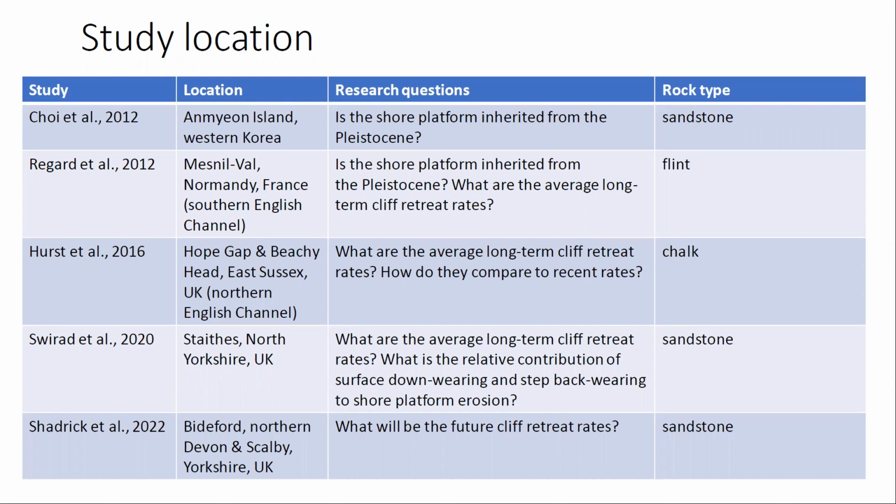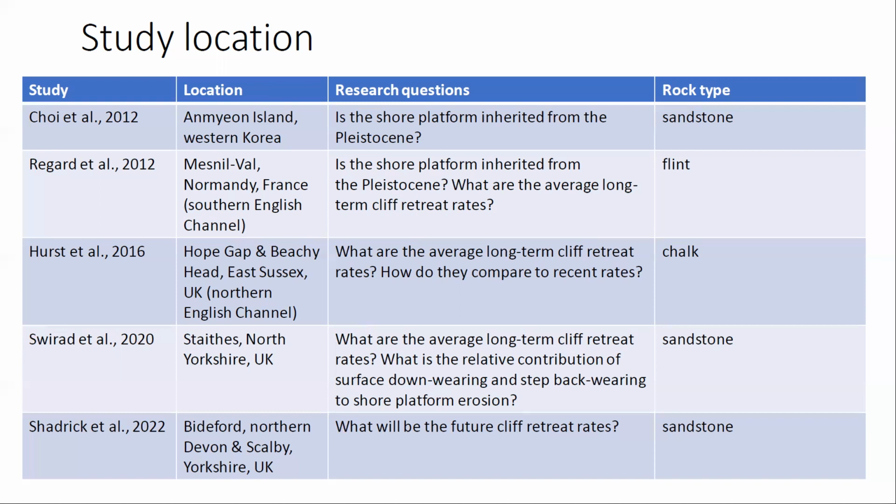The studies tried to answer various research questions. For example, the first 2 studies looked at the possibility of the platform being a feature inherited from the earlier high stands of the sea. If the platform was inherited, there would be a massive change in beryllium concentrations at some cross-shore location, with lower concentrations closer to the cliff where the platform was exposed in the Holocene, and higher concentrations seawards where the platform was older, potentially tens or hundreds of times older.